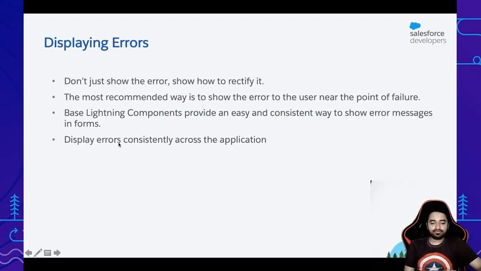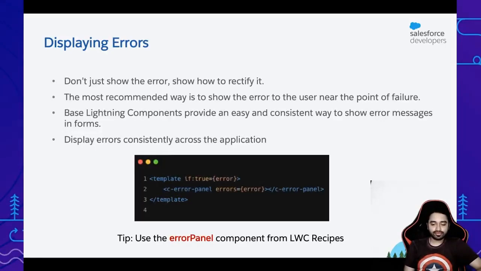And finally, I was talking about consistency previously. You need to display errors consistently across the entire application. The tip that I'm going to give out is use the error panel component from LWC recipes. You can just use that panel and pass the error message that you get. If you look at the syntax, see error panel, and any error message that you have, you can just pass it as an attribute to this.